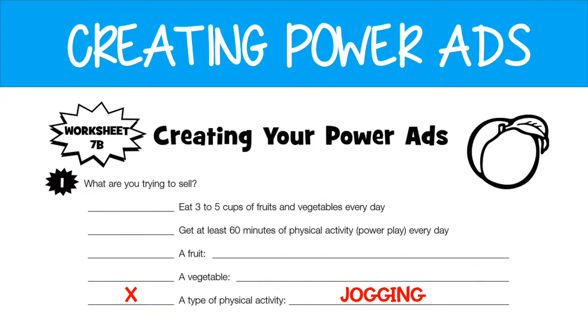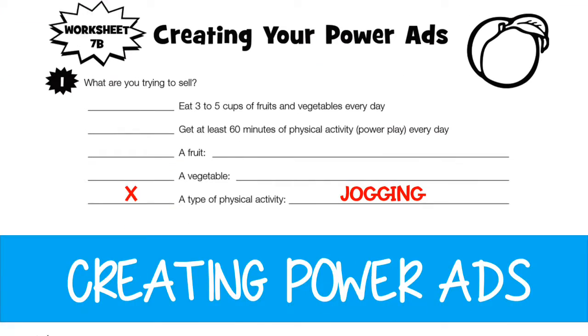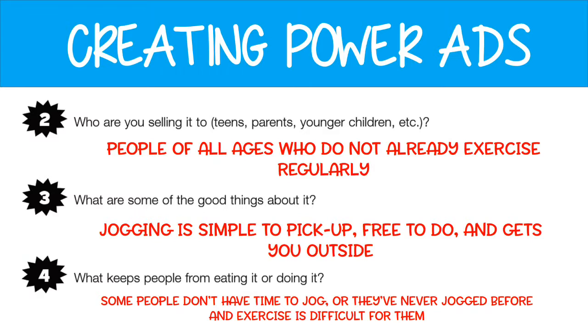For example, if I was to write an ad about a specific physical activity, such as jogging, my worksheet may look like the following. Who are you selling it to? I am selling this idea to people of all ages who do not already exercise regularly. What are some of the good things about it? Jogging is simple to pick up, free to do, and gets you outside.